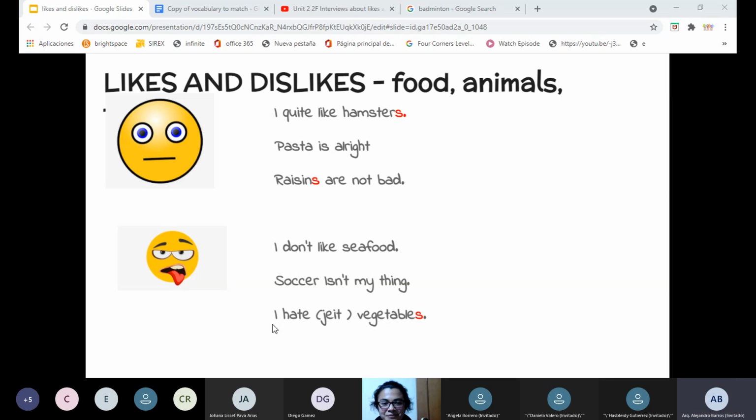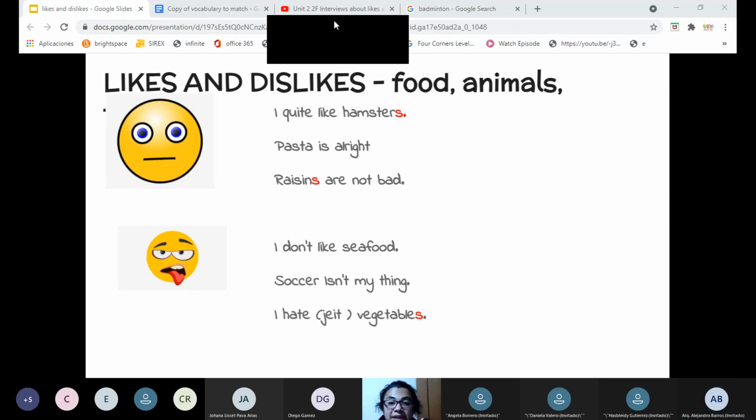I like the raisins because in Barranquilla and the coast, they make a type of rice. Coconut rice. Okay. And in that preparation, they use raisins. All right, raisins. Okay, good.